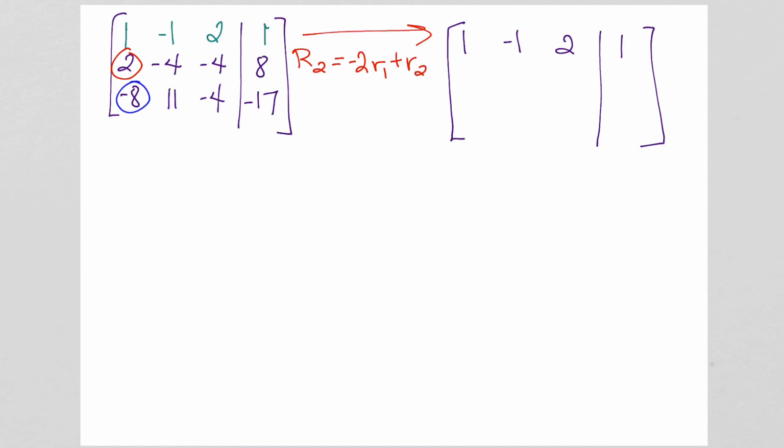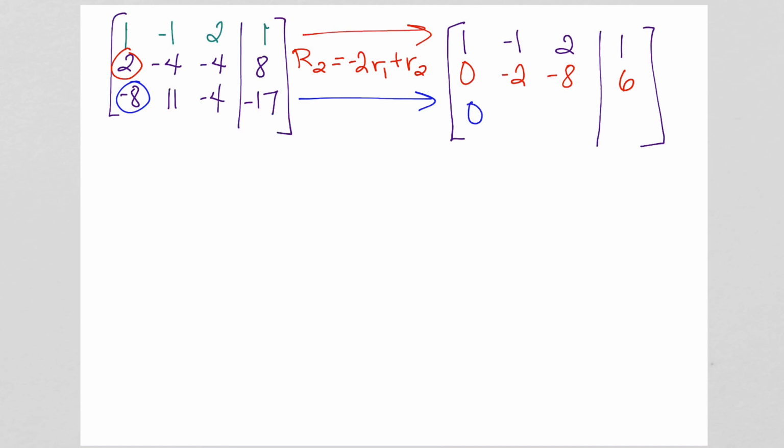So, I got to think. Negative 2 plus 1 is negative 2, plus 2 is 0. Negative 2 times negative 1 is 2. 2 plus negative 4 is negative 2. Negative 2 times 2 is negative 4. Negative 4 plus negative 4 is negative 8. Negative 2 times 1 is negative 2, and negative 2 plus 8 is 6.